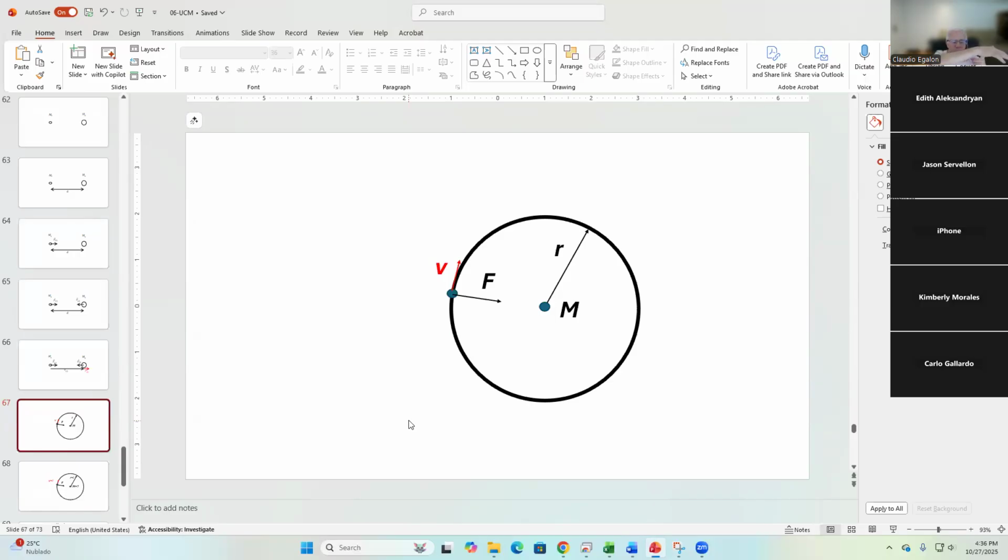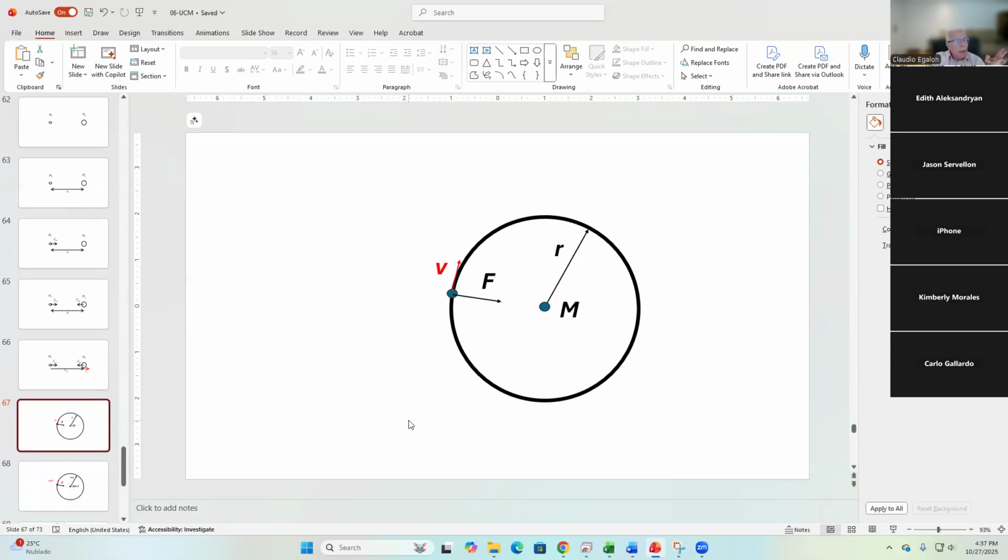The force of friction in the case of a flat freeway, a flat road that has a curve. The tension in the string of a model plane can serve as a centripetal force as well. The horizontal component of the normal in a banked curve can serve as a centripetal force.